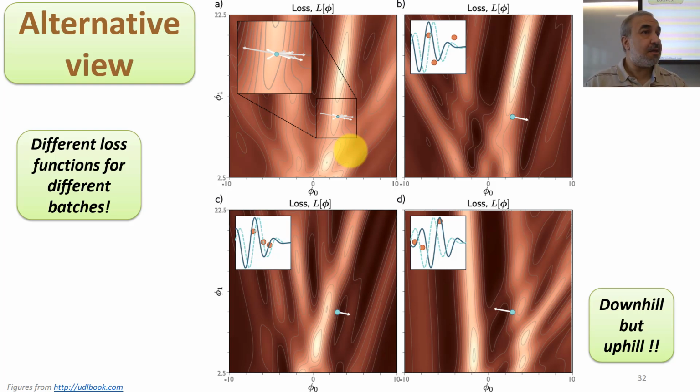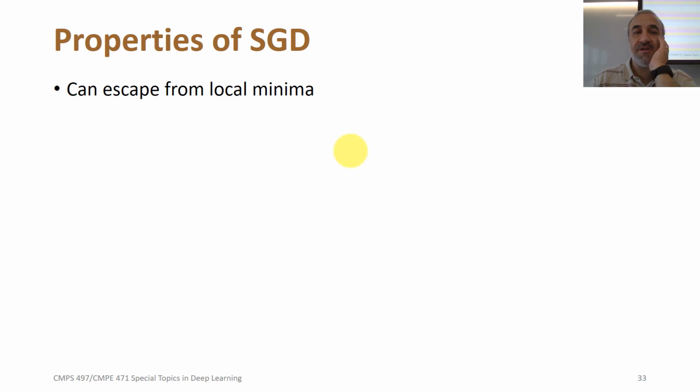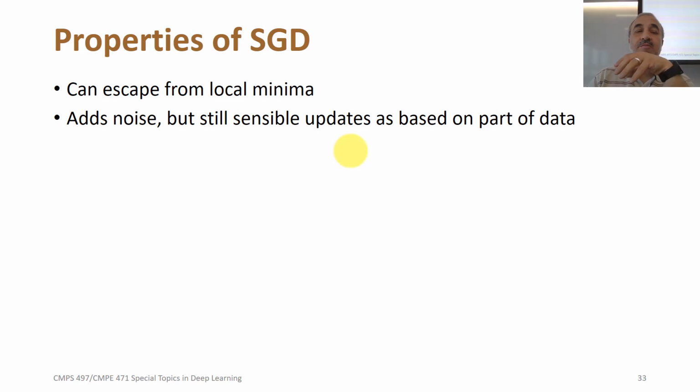Any questions? Okay. Stochastic gradient descent has so many nice properties, actually. The first one that we just mentioned is that it might escape the local minimum, and that's the most important one. It also adds noise, but still the updates are logical, right?